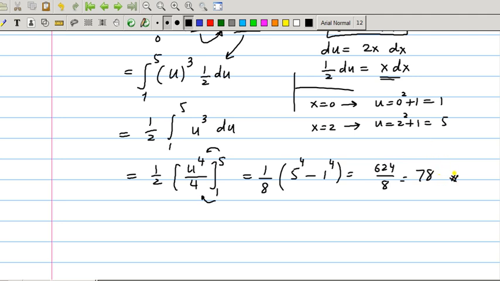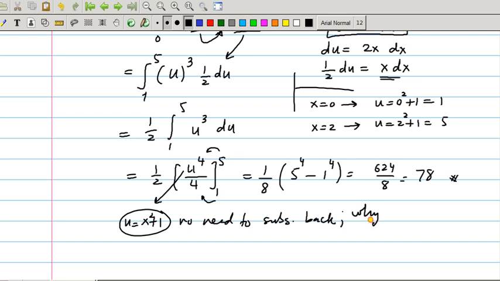So that's the integration. And see here, I did not replace my u back. u was x square plus 1, right? But no need to substitute back. Right? Why? Because we have the limits for u now. We can directly replace those limits 5 and 1. These are the limits of u. No need to go back to x. We have brought our limits with us, right?